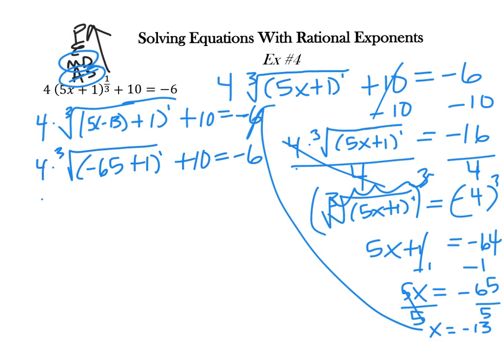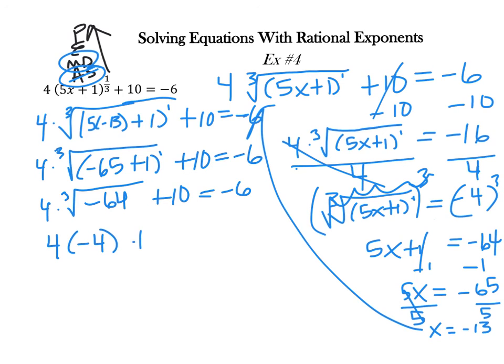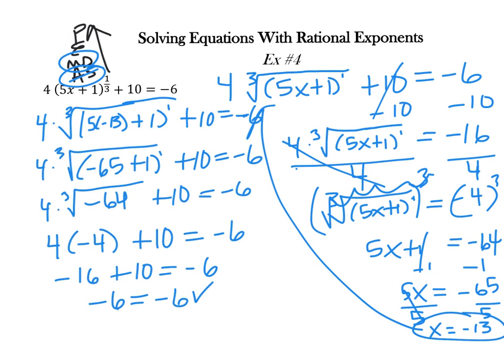Inside the parentheses, I have 4 times the cube root of negative 64 plus 10 equals negative 6. The cube root of negative 64 is negative 4, because negative 4 times negative 4 times negative 4 is negative 64. So I have here 4 times negative 4 plus 10 should equal negative 6. Negative 16 plus 10 should equal negative 6, and negative 6 actually does equal negative 6. We do have a solution down here at x equals negative 13.